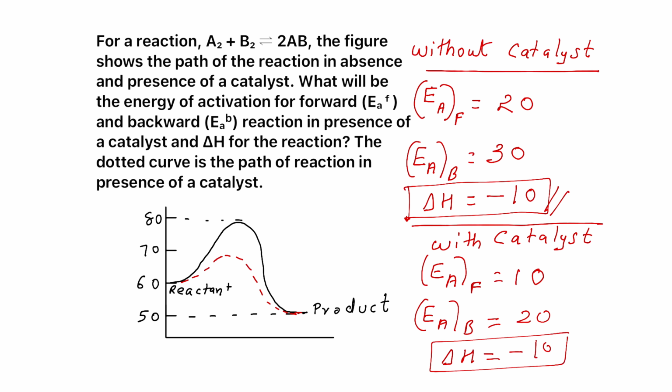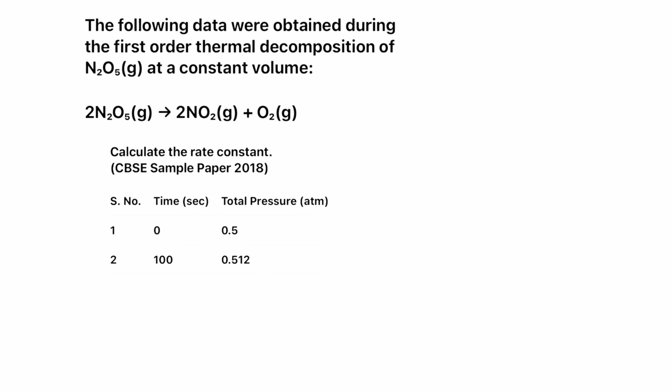Okay, right? That's it. The following data were obtained during the first order thermal decomposition of N2O5 at a constant volume. They have given the chemical equation. You can see this. And they have given pressure when time t is equal to 0, which means the initial situation, and total pressure when time t is equal to 100 seconds.